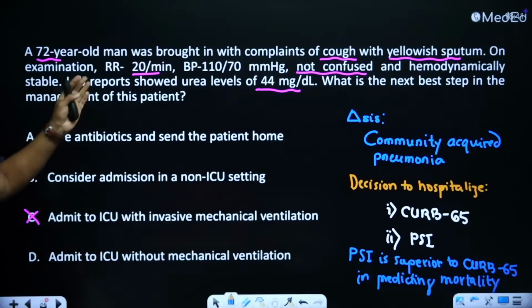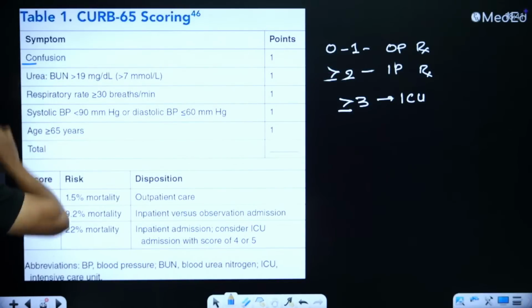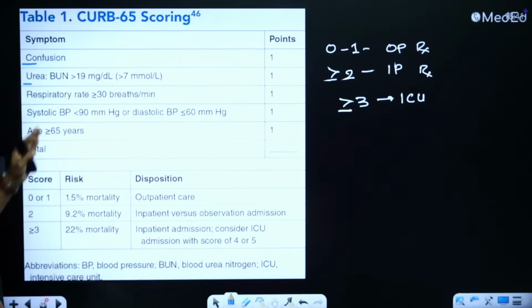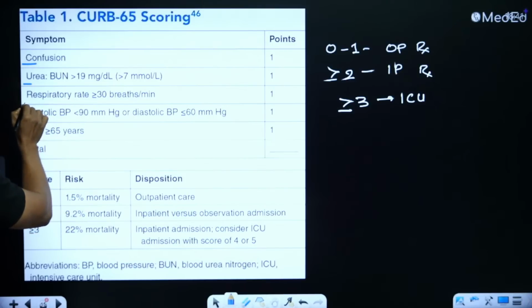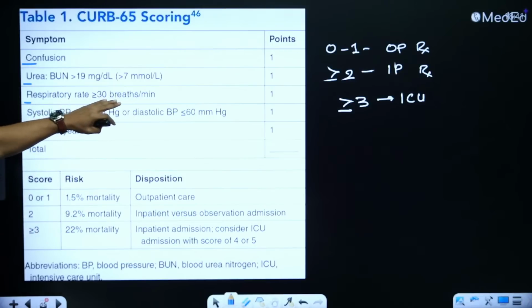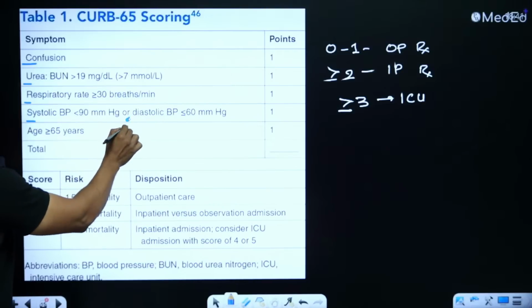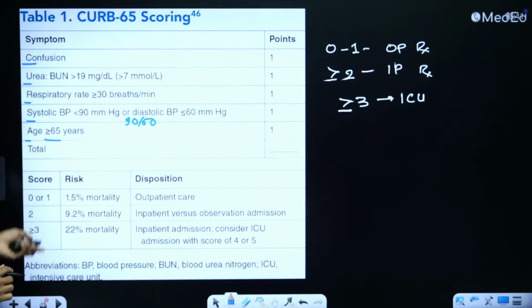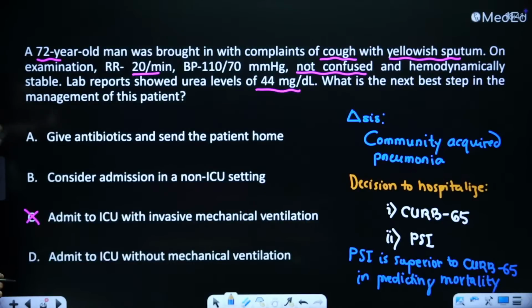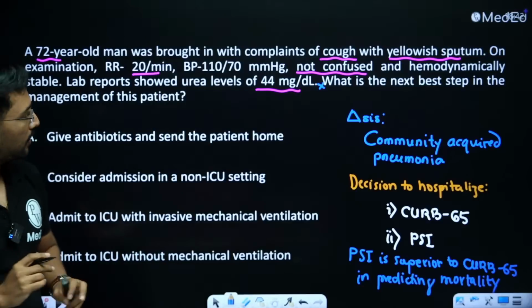So we will see what the components of CURB-65 are. CURB-65 itself is a mnemonic where C stands for confusion, U stands for urea or BUN more than 19 milligrams per deciliter, R stands for respiratory rate more than or equal to 30 breaths per minute, B stands for systolic BP less than 90 millimeters of mercury, or diastolic less than 60, in other words less than 90/60, and 65 stands for age more than or equal to 65 years. So now tell me, which pointers are met here? Is the patient confused? No. So he is not getting that C point, right? What about the urea?